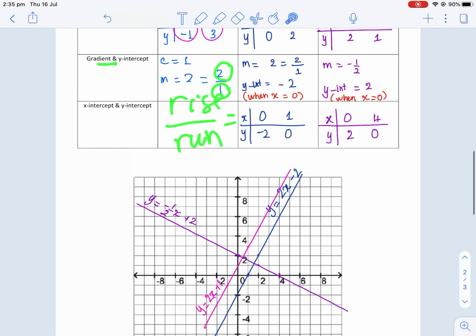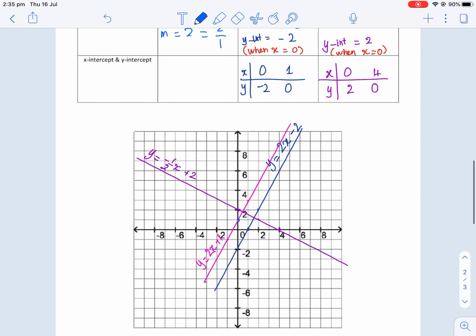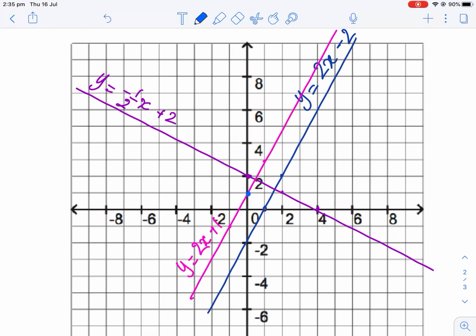Okay, so first thing with this gradient y-intercept method, you're going to plot the y-intercept, which is 1. So I'm going to plot it here, is 1. Look at this one. 1 here, and the gradient m equal 2 over 1, then it means you rise up 2 and run 1. So you rise up 2 and run 1, this point. So I have 2 points here, and these 2 points are exactly on the same line. So if you connect these 2 points together, you will have exactly the same line, the pink line.